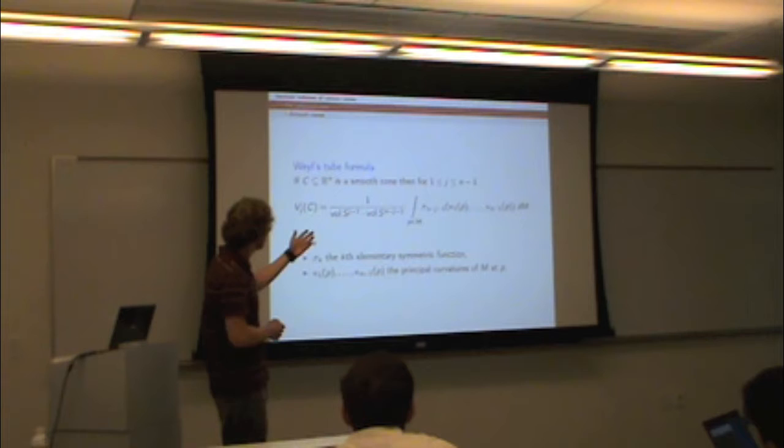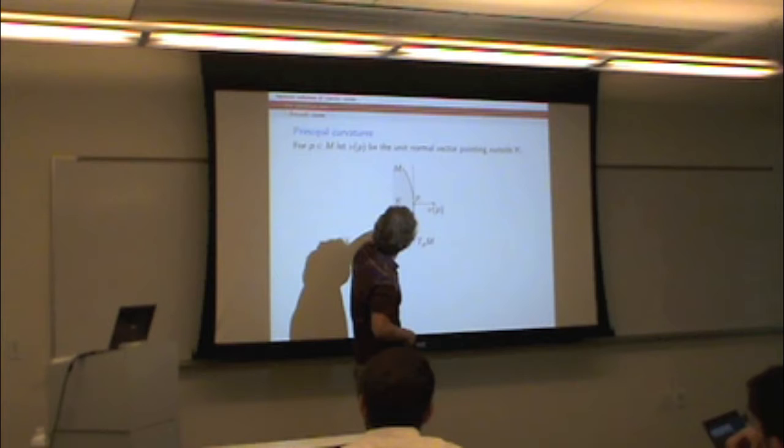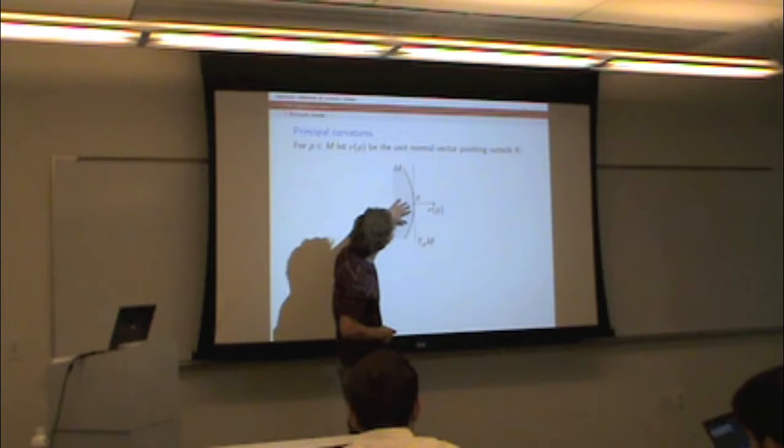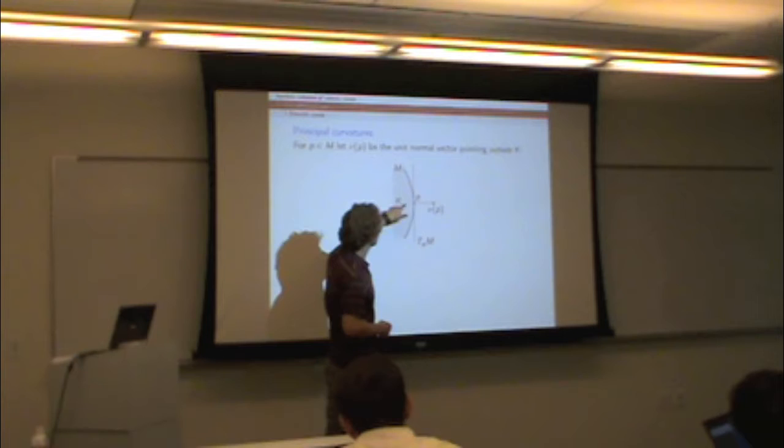Okay, now what are the principal curvatures? So this is a picture here. K is our spherical convex set, and M is the boundary. If we have a point P in the boundary, then we have a normal vector pointing out. So we have here the tangent space, just touching the set K, and we have a one-dimensional normal space because we assume that we have codimension one. And now we can define U to be the unit normal vector pointing outside the set K.